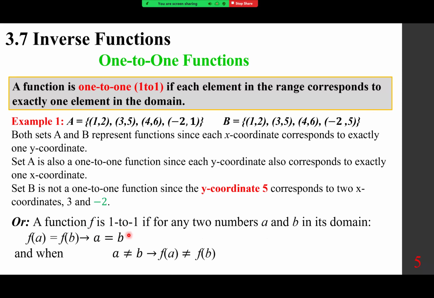A function f is one-to-one if for any two numbers a and b in its domain, f of a equals f of b results in a being b. And when a is not equal to b, f of a is not equal to f of b. So if we have the same y coordinates, we must have the same x coordinates. If the x coordinates are not the same, the y coordinates cannot be the same.